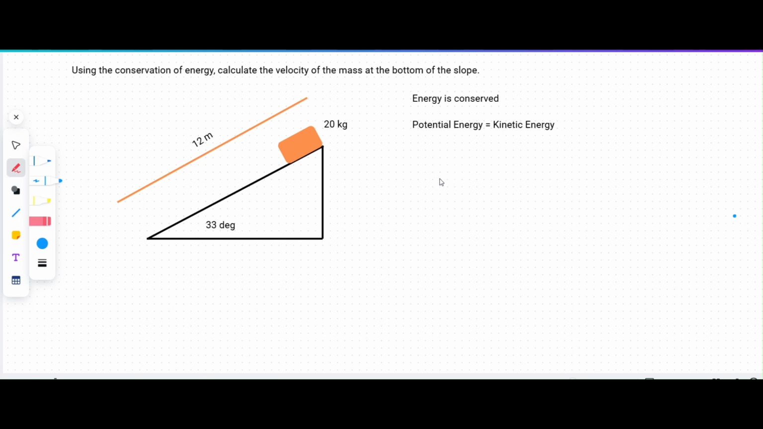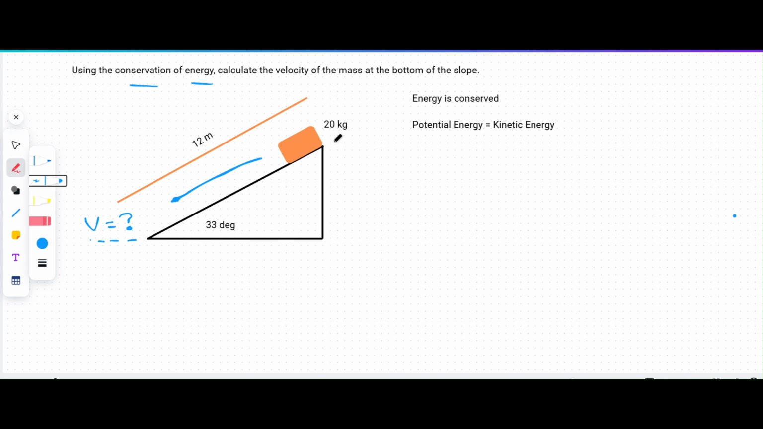So in this example, we've got a mass of 20 kilograms on top of the slope. And we want to find, it's going to fall, or it's going to come down the slope. And what we've got to do is, using the conservation of energy, there's a clue, calculate the velocity of the mass at the bottom of the slope. So this mass is going to go down the slope. And as it comes off the slope down here somewhere, we've got to find its velocity.